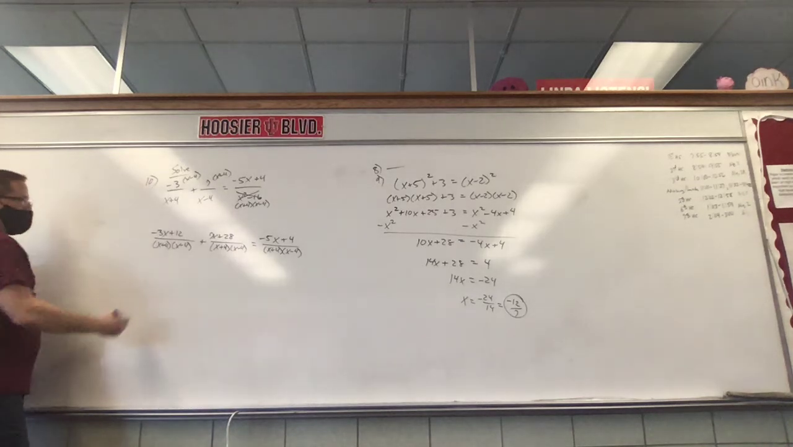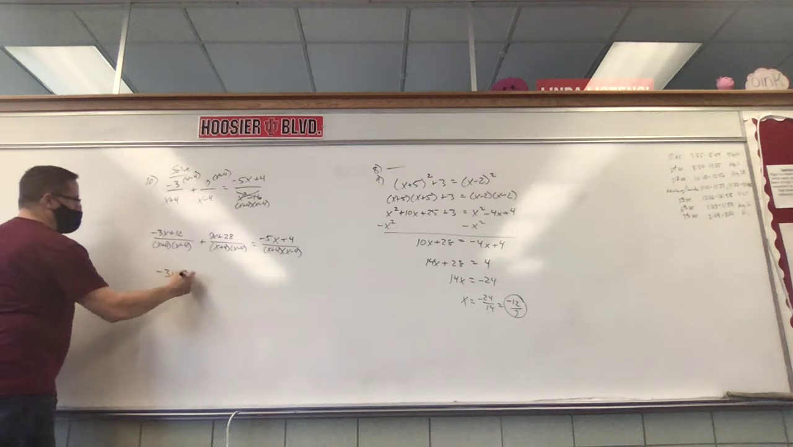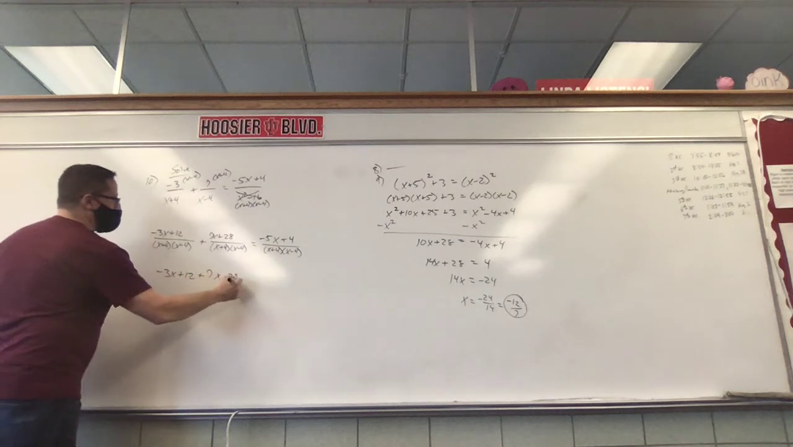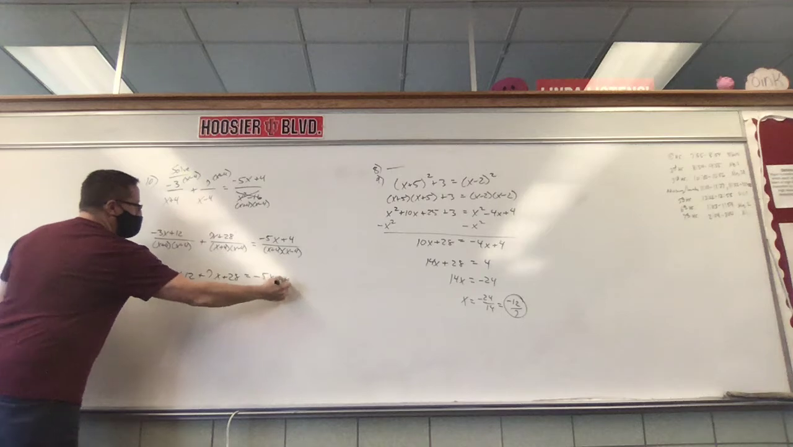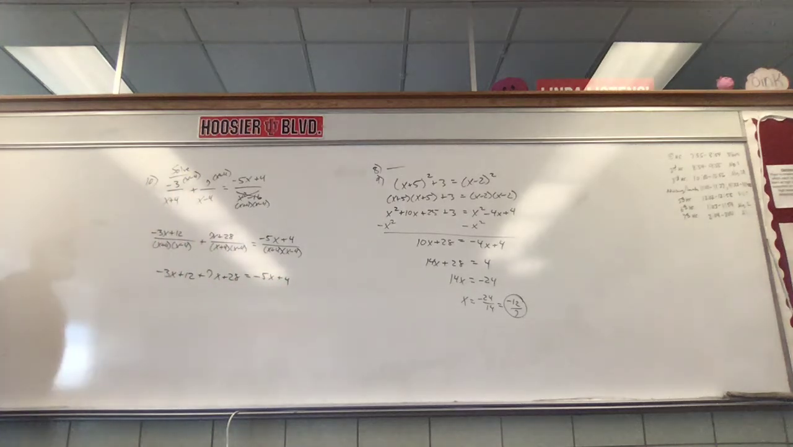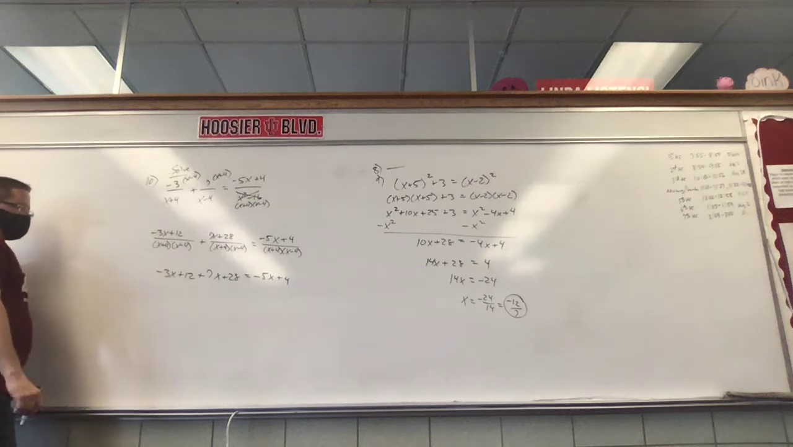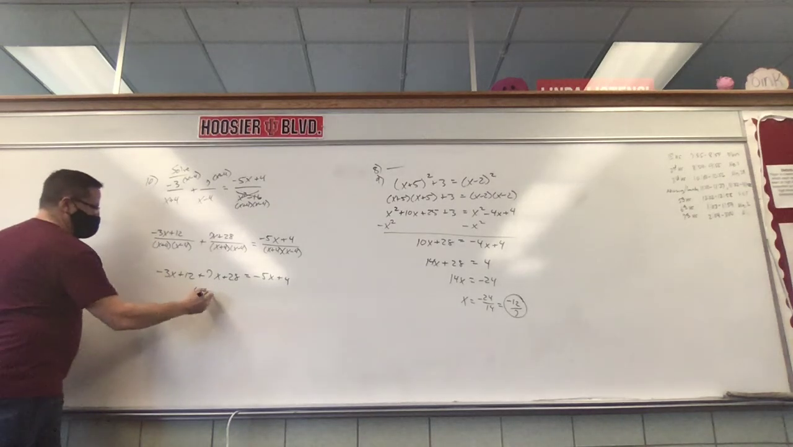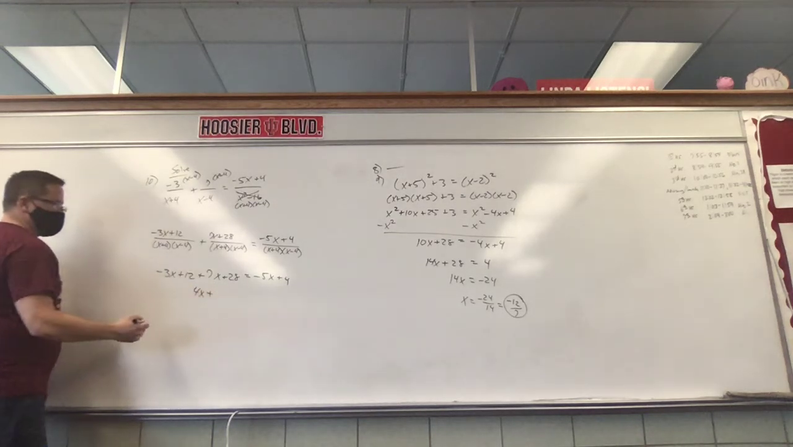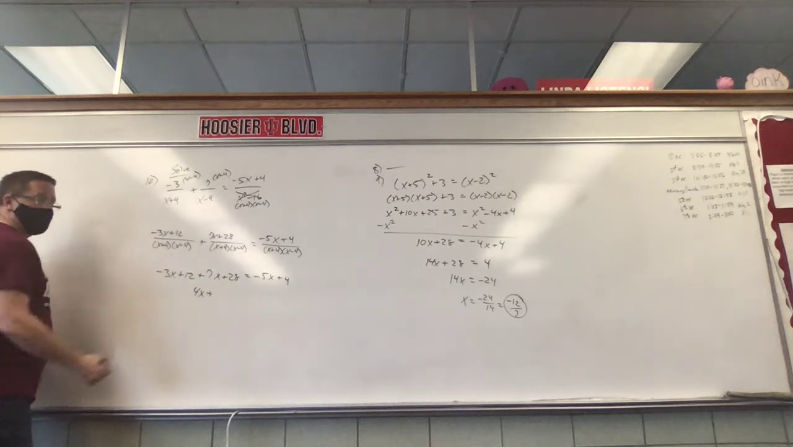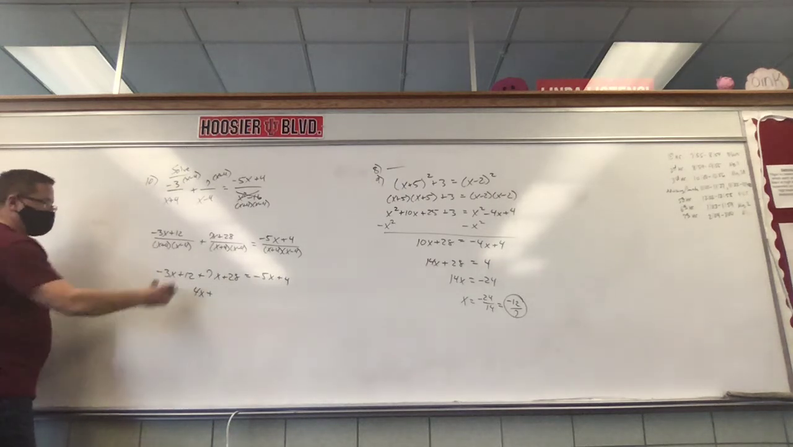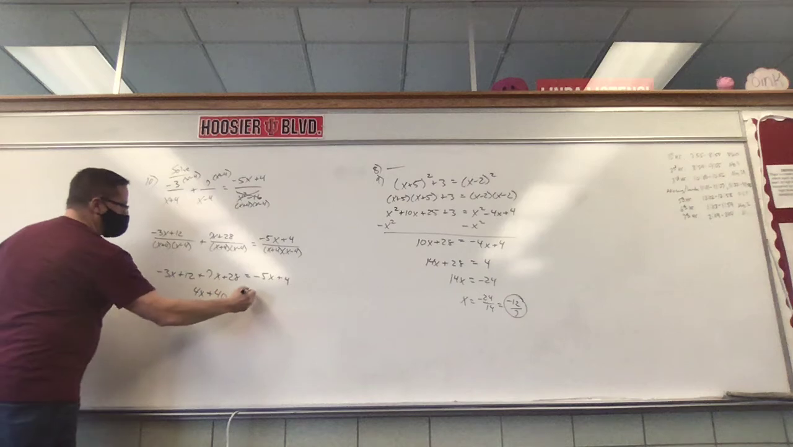So let's ignore the denominators. We just have negative 3x plus 12 plus 7x plus 28, which is 4x plus 40. We don't need to even look at the denominators. They're all the same. If the bottoms are the same, the tops have to be the same. Okay? So let's clean this up. What's the left side going to turn into? Not negative 4x, 4x, plus 40. Equals negative 5x plus 4.